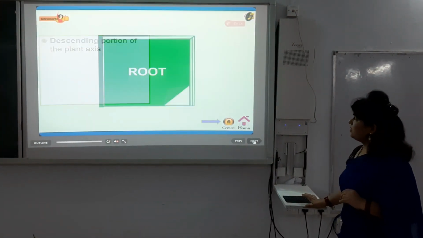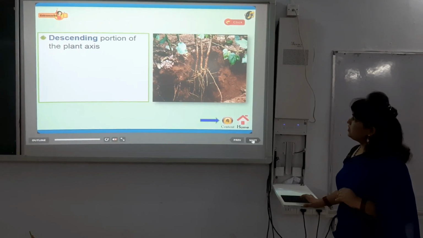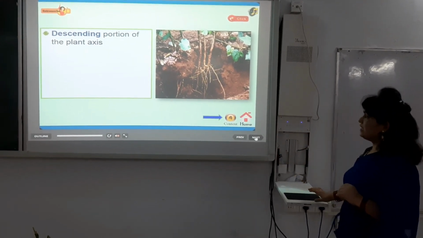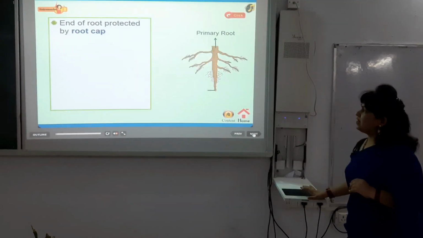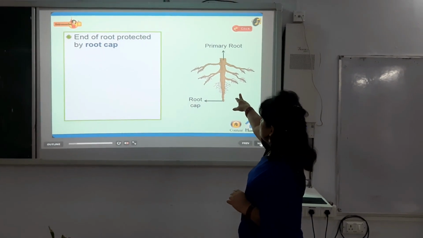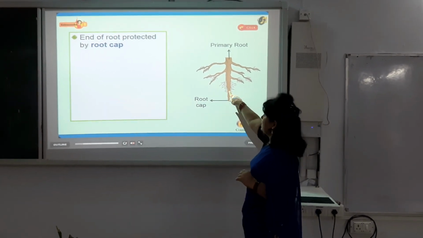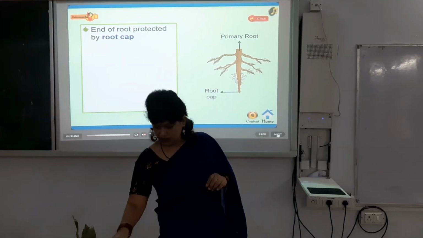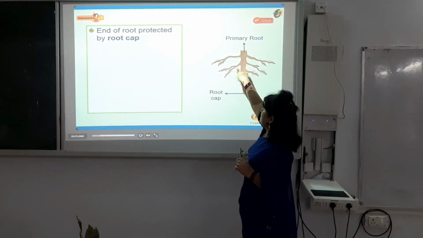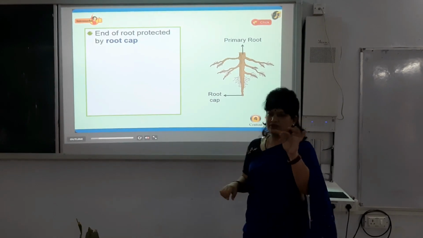Parts of the plants we have already seen. Now if you see which part of the plant is called root, the descending portion of the plant axis will be called as root. Now let us see the structure of the primary root. You can see root hairs which I have already shown you here. This is the main root which is called primary root, and then secondary root and further root hairs. We have seen this.